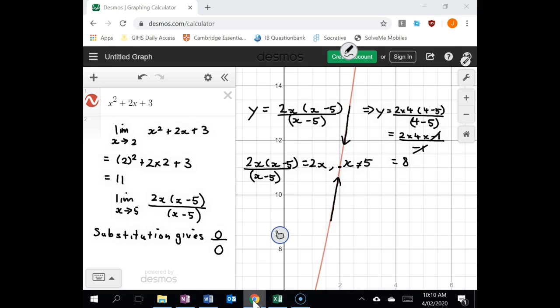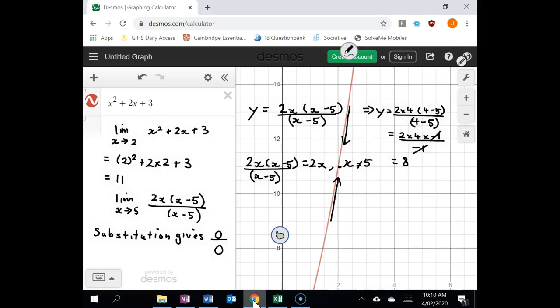What we're saying there is, as long as we're not considering this point, as long as we're not considering when x is 5, these two are actually exactly the same. They'll give us the same number, as long as we don't want to consider that. That's the anomaly to this equation. It's the bit that doesn't quite fit.